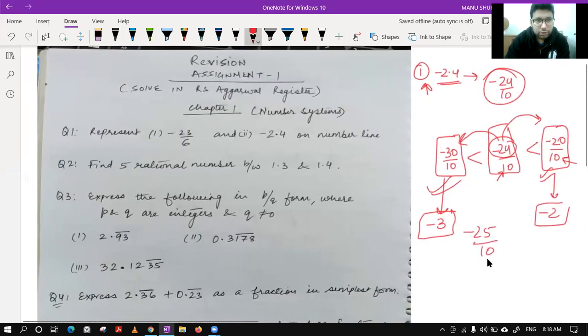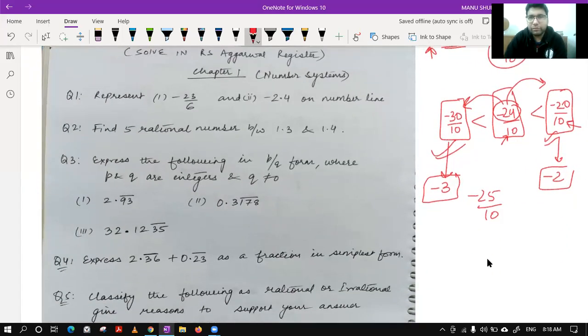Okay. Now question number 2. Anyone having doubts? We use the concept of equivalent fractions to find the 5 rational numbers. I hope this one is clear to everyone. Anyone having doubt in this, please ask. Question number 2. Anyone having doubt in question number 2, please ask. Similar questions or somewhat near around that can be asked in the examination.